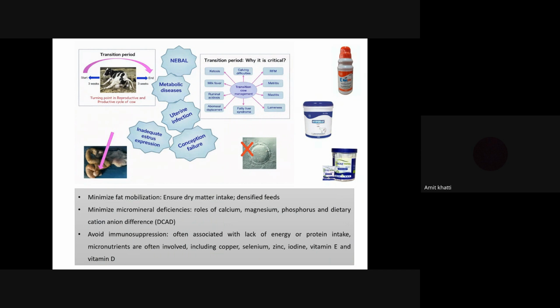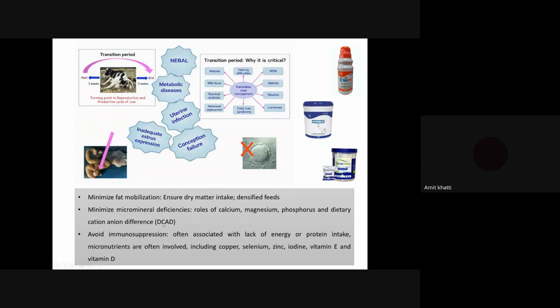So the animal is already going through very high oxidative stress at the physiological level, and the immunity potential of the animal is also being compromised during this particular window. The appetite of the animal is also not optimum during this period. So whatever dry matter or feed we are providing should be densified, meaning it should be less bulky, but with more energy and nutrition.